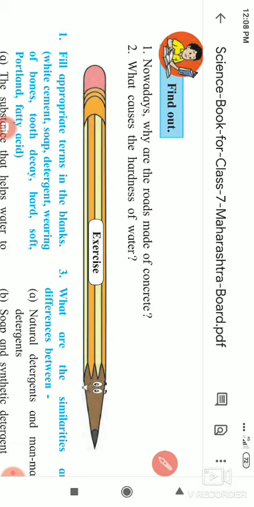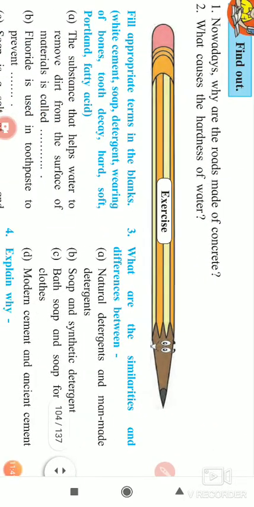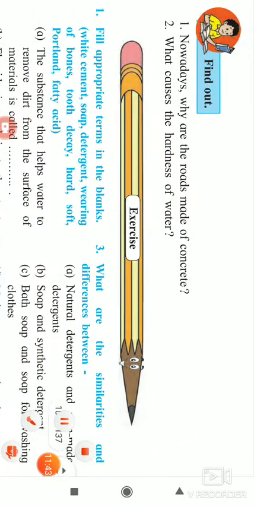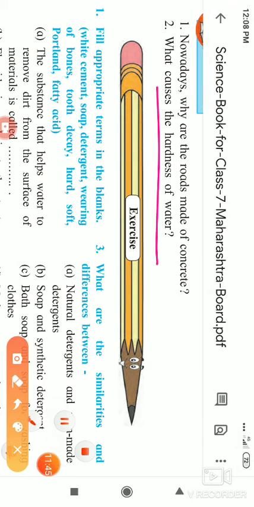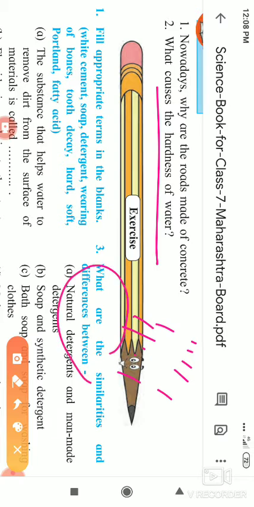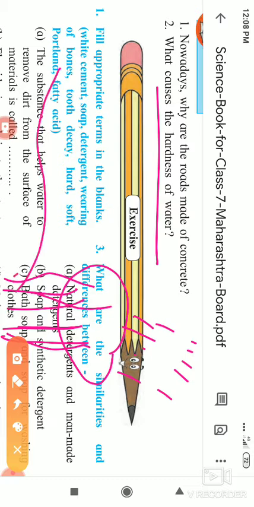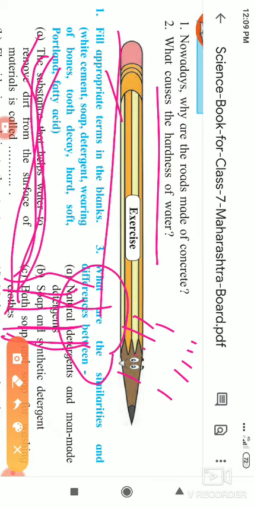What causes the hardness of water? Yes, you know the answer to this question. What causes hardness of water? As you know, when the rain falls, this water seeps into the ground. Suppose this is the ground, it seeps into the ground, and that water we call groundwater. Okay, and this groundwater moves from different places, above the surface of the earth and also inside the surface of the earth.